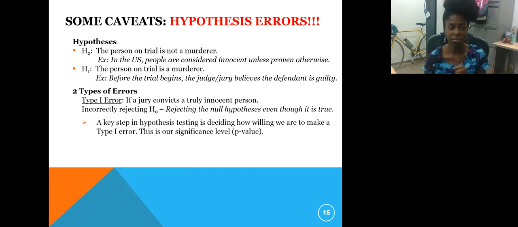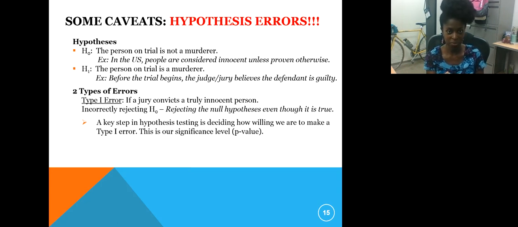All right, not funny, but with that scenario, let's look at the two caveats of hypothesis testing. There are two types of errors. The first type is type 1. If a jury convicts a truly innocent person, that's a type 1 error. So incorrectly rejecting the null hypothesis. Rejecting the null hypothesis even though it is true.